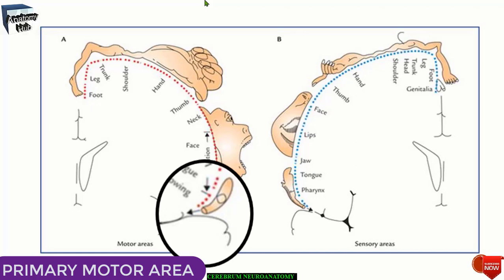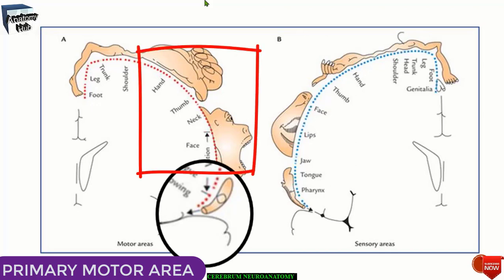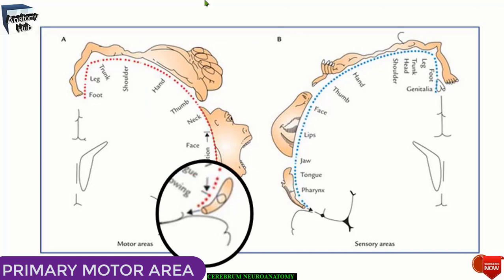Further, there is disproportionate representation of the individual parts. The area of cortex controlling a particular movement is proportional to the skill involved in performing that movement and not to the bulk of muscle participating in the movement. So the face, especially the lips, tongue, larynx, and the hand have disproportionately larger areas, while the trunk and lower limb have smaller areas, which you can observe here.